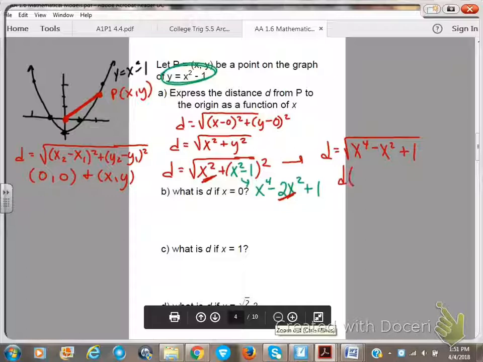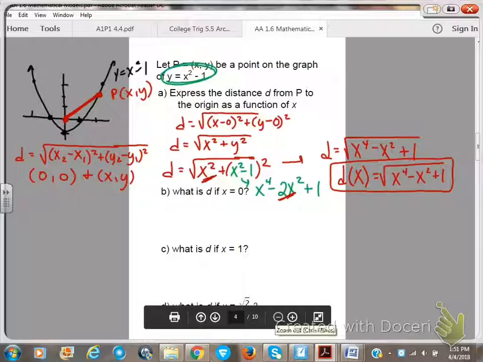Now technically, function notation would be to write it as d of x, just like we always write f of x, g of x, all the good stuff. So the distance as a function of x equals the square root of x to the 4th minus x squared plus 1. Okay? That is your answer for part A.